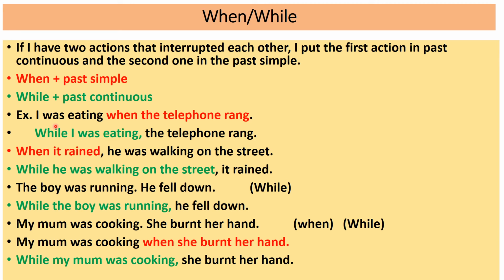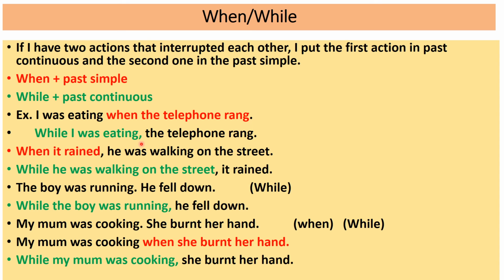Remember, the past continuous is was or were plus verb plus ing. I takes was. So I was eating. Then what happened? The telephone rang. When the telephone rang. After when, I put the sentence in the past simple. The same sentence, I can use while. So after while, I choose the past continuous sentence. While I was eating, what happened? The telephone rang.